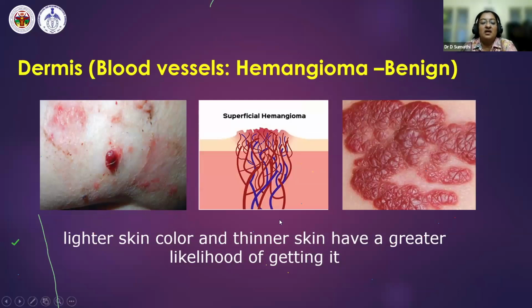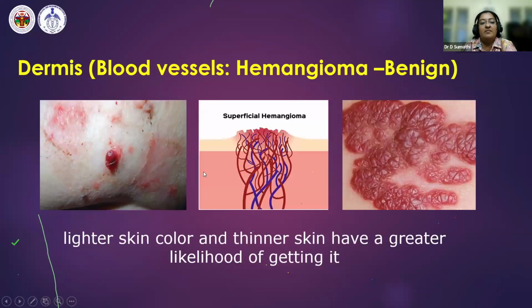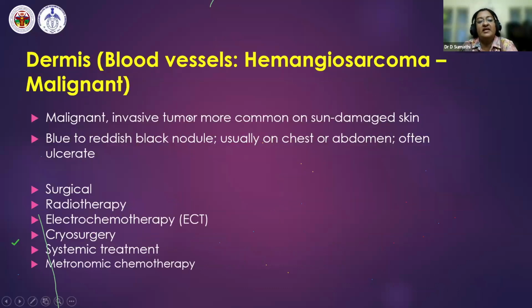Coming to the dermis, we have dermis blood vessels. We have hemangioma, which is benign. Usually in lighter skinned, thin coat dogs, they are mostly prone to it. Hemangiosarcomas are malignant. In the case of benign ones, these can be removed by surgical excision. You can also go with carbon dioxide laser ablation or cryotherapy. In the case of malignant invasive tumors, mostly they are because of sun related issues. Again in these cases, we can go with surgery. We can also go with radiotherapy, electrochemotherapy, cryosurgery.